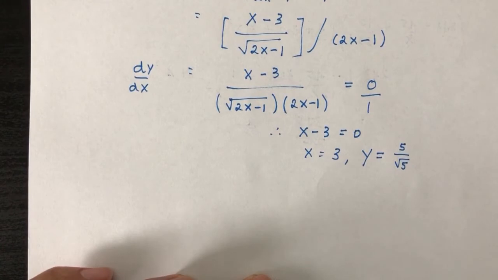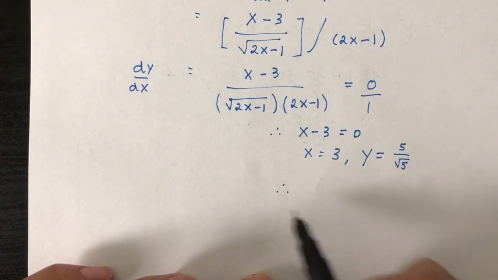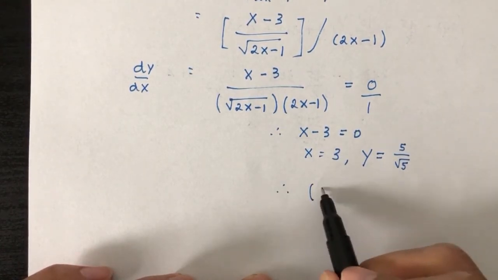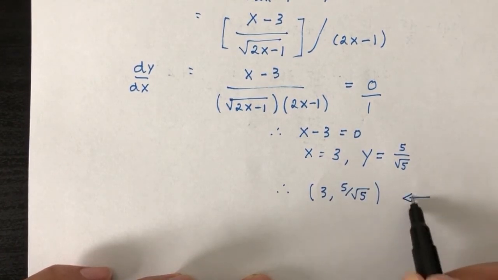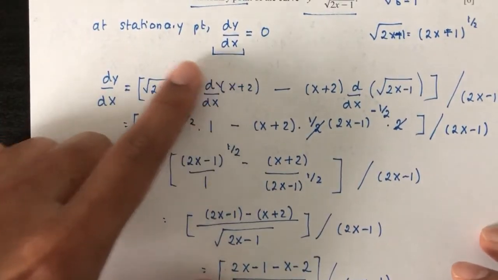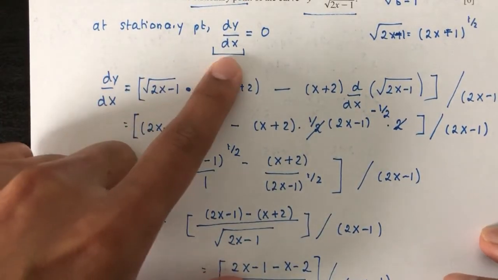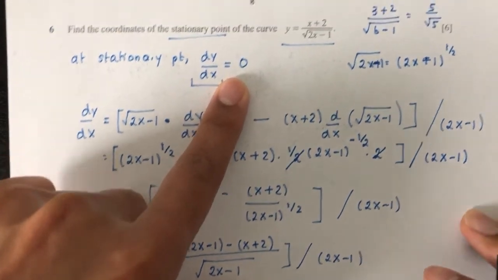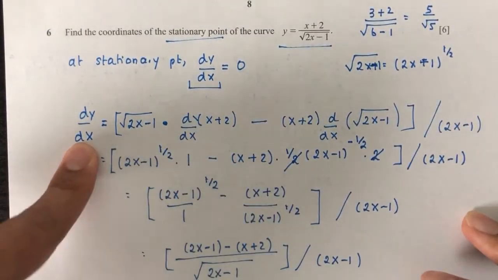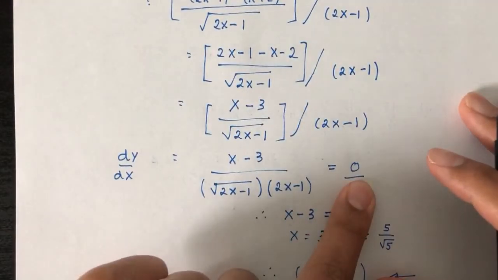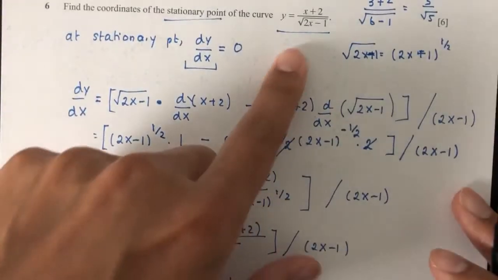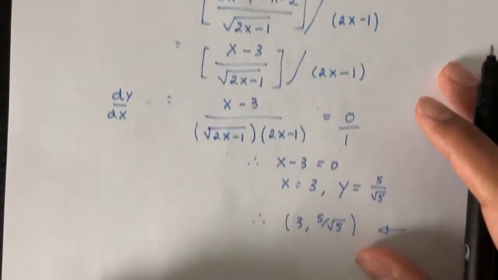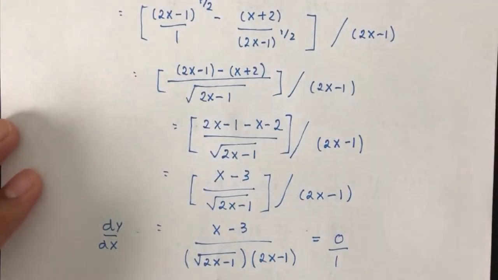So, that's it. That will be your stationary point, 3, 5 over this. That's your point. There are two main things to do here. First, at a stationary point, dy by dx equals 0. So we first have y, find dy by dx, and then equate it to 0 to find the point x. When you have the point x, you can find the point y. And that is your answer for question number 6.